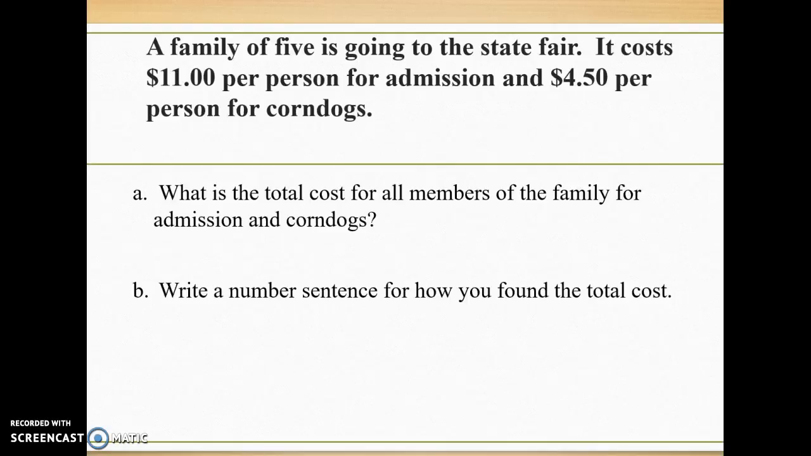So the sentence for that would look like this: $11 plus $4.50, which would give us the sum of the cost for the admission and the corn dogs, and then we multiply that by 5. By following order of operations, we will add these two first, multiply by 5, and we'll get the answer.